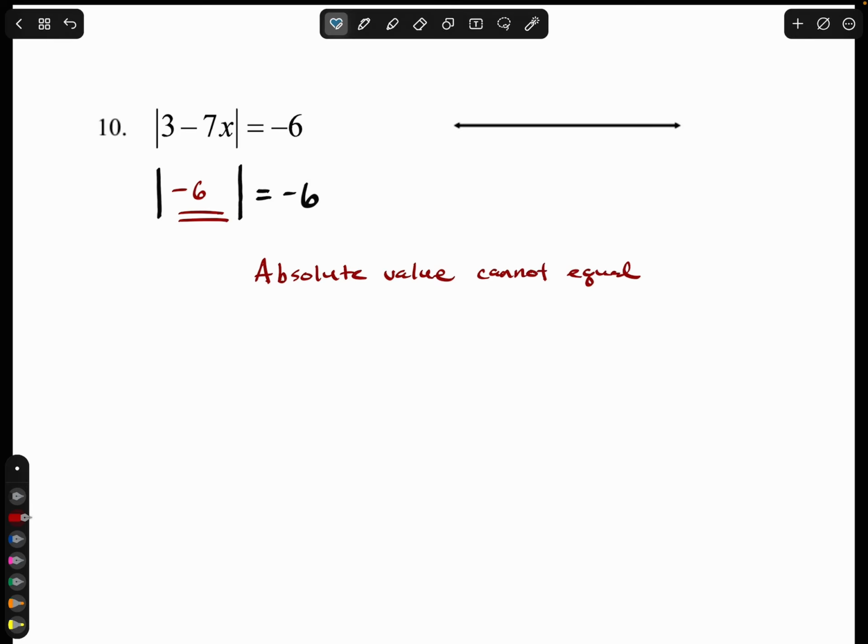So hopefully many of us remember here that absolute value cannot equal negative numbers. It's always going to equal 0 or positive numbers. Therefore, in this case, since it can't equal negative 6, we have no solutions. And we'll just put an empty set up there on the graph. So that's no solutions.